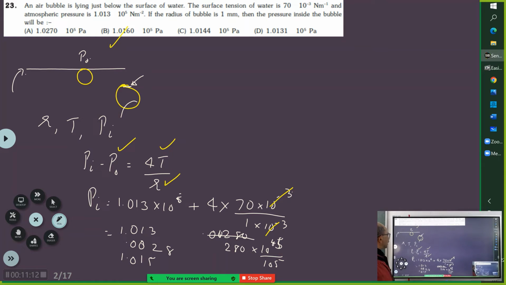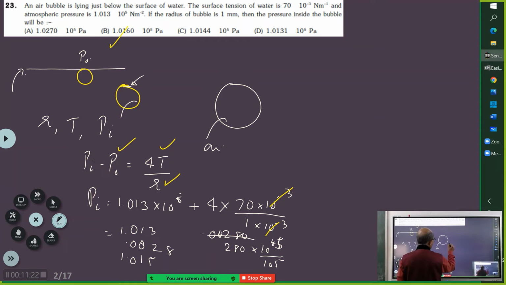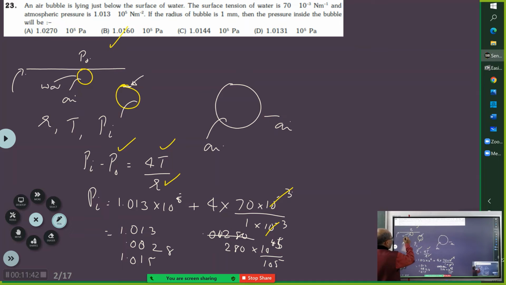This is an air bubble. If you take a soap bubble, there is air inside and air outside, so we consider two surfaces. But in this case there is air inside and water outside, and that is why we have to take it as one surface. If you take it as two, then it will not be 4, it will be 2, and then this will be option C, not option B. Anyway, this is how we will learn.